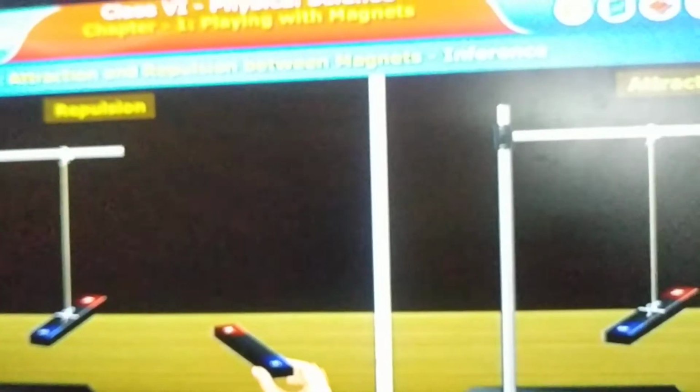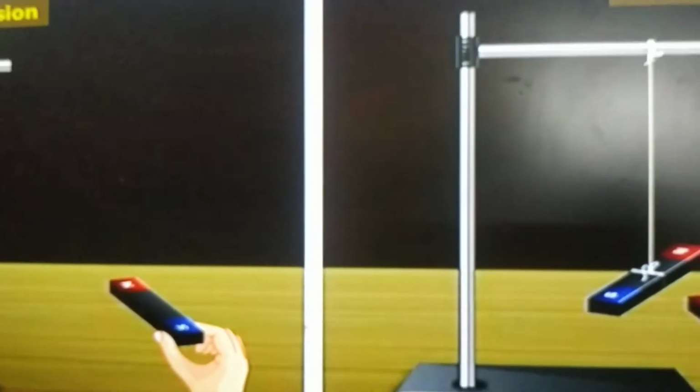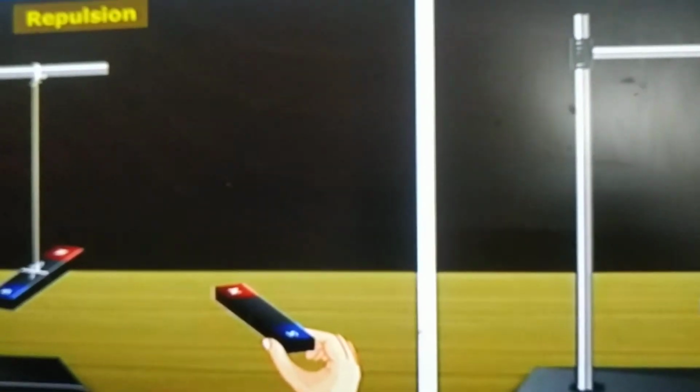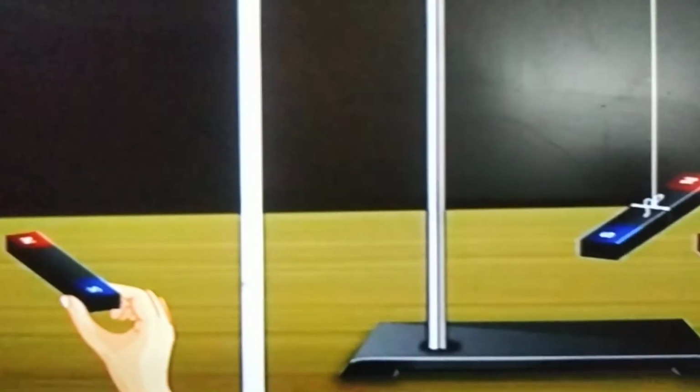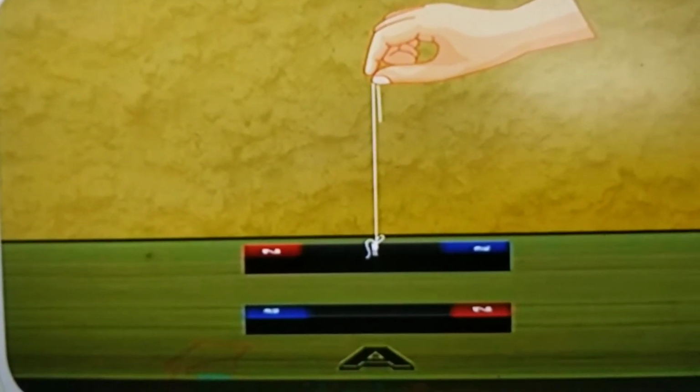So from this activity we learned that unlike poles of two magnets always attract each other, and like poles of the magnets always repel each other. Unlike poles attract each other and like poles repel each other. Like poles means same poles, not liking poles, disliking poles. North-north or south-south repel each other, whereas north-south or south-north attract each other. Okay, did you understand children?